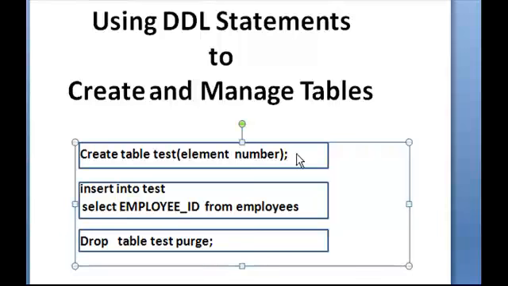Let's create a basic table right here. Create table test. Element is a column of the table, and the data type of that one is number. We did not specify any specific size. Number is the only data type that we do not have to specify the size of. However, we have the right to specify the size too.